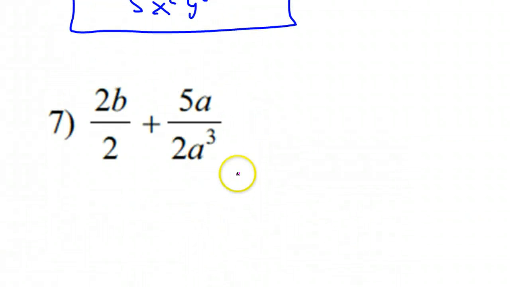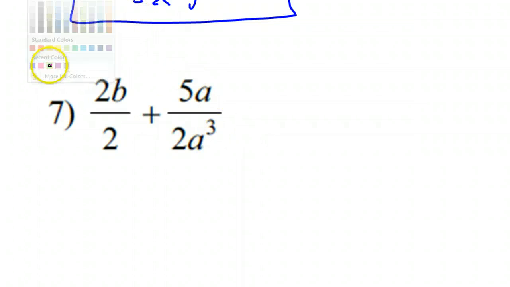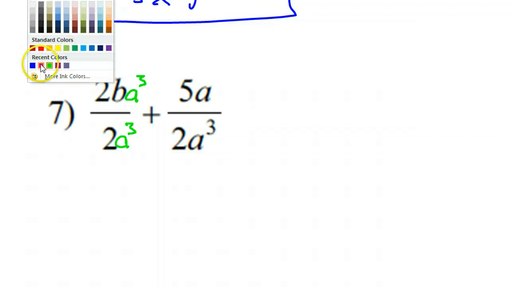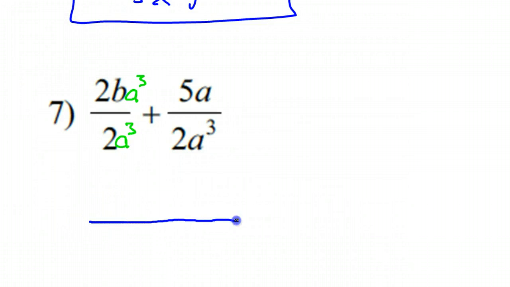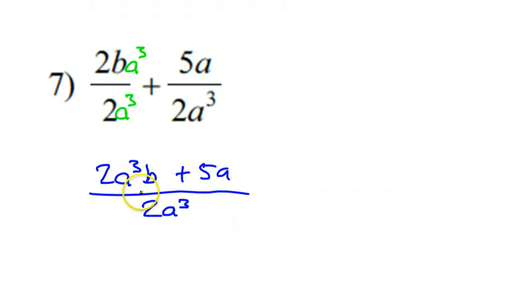Okay, 2 more for this video, and then we'll cut it and make another video. They both have 2's, but this side needs a to the 3rd power. Got to put it in the top and the bottom. Now they're the same, 2a to the 3rd power. Time to put them together as one. So I've got 2a to the 3rd power b, always go alphabetical order, plus 5a. Now, do you see anything that all three terms have in common? They all have an a.